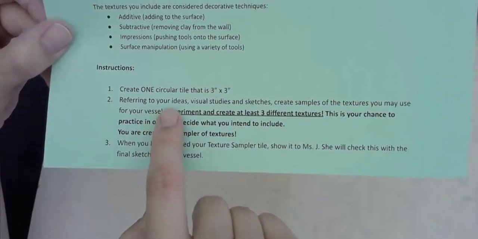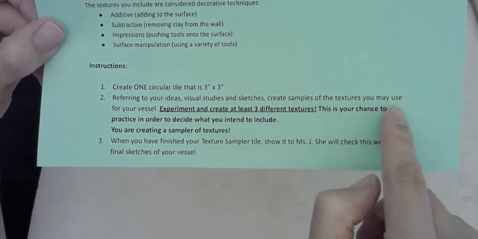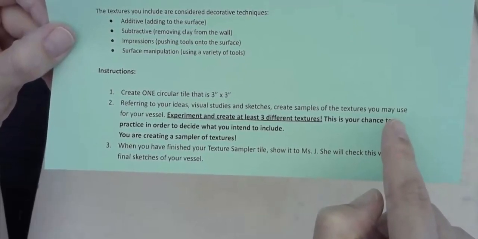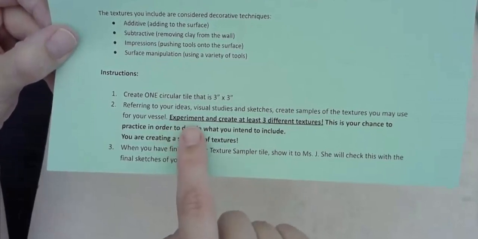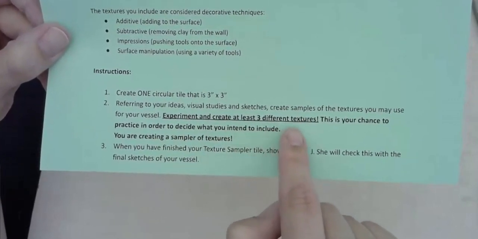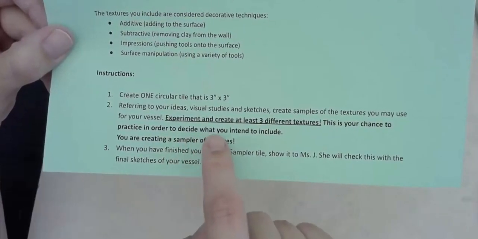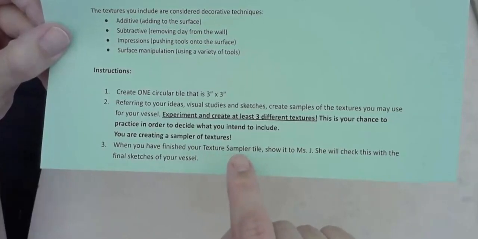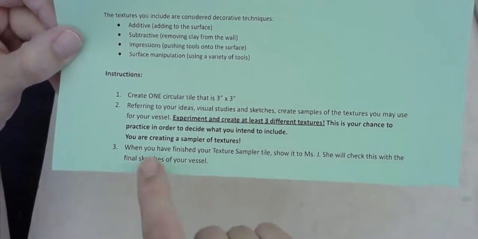You're going to refer to your ideas, your visual studies and sketches, and you're going to create samples of the textures you may use for your vessel. Doesn't mean you'll definitely use them, but this is your chance to experiment and try them out. We need to create at least 3 different textures on this tile. This is your chance to practice in order to decide what you intend to include. When you've finished your texture sampler tile, you're going to show it to me and I will check this with your final vessel.